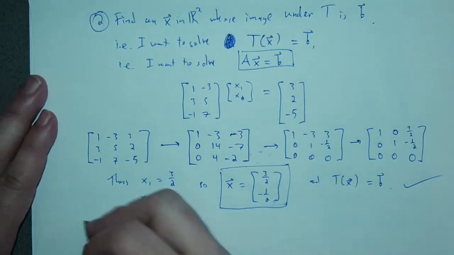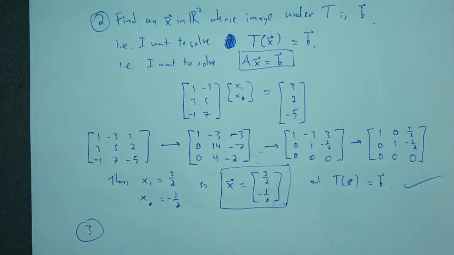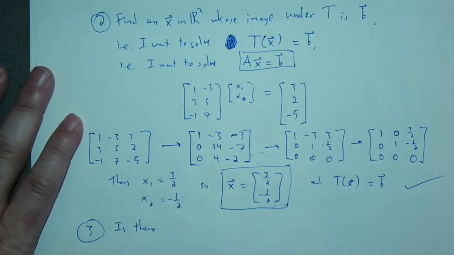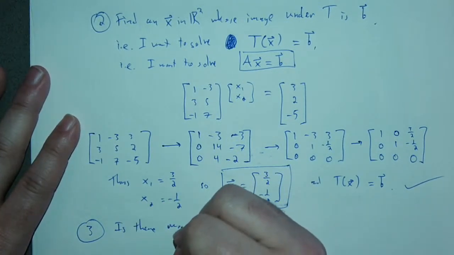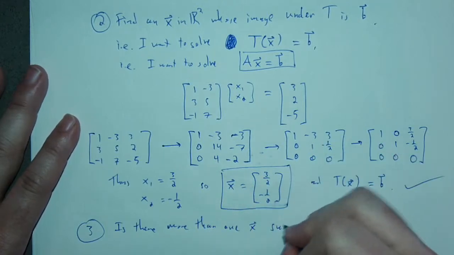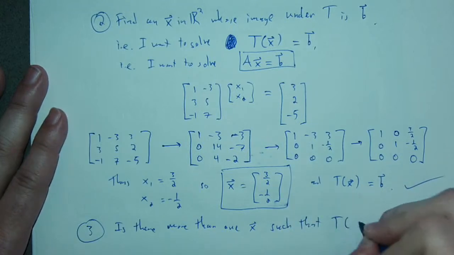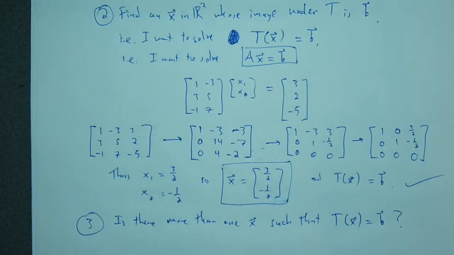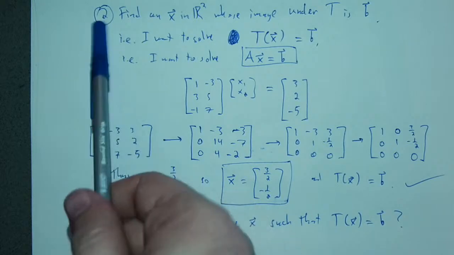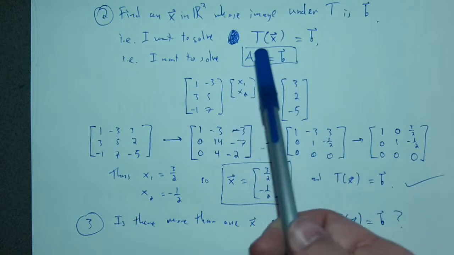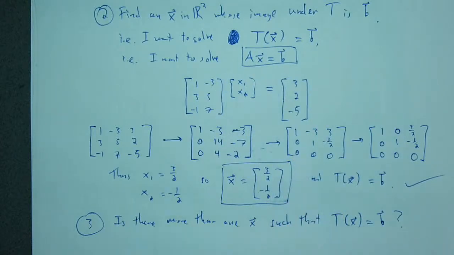Okay. Now, here's a third question I could ask. Is there more than one x such that T of x is equal to b? So in our second question, we found that if we wanted to solve the equation T of x is equal to b, that's solving Ax equals b. We found that solution here.